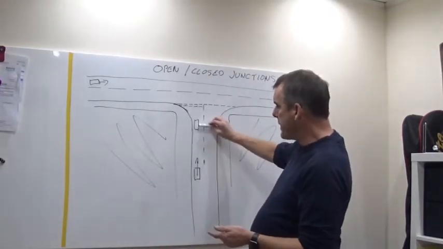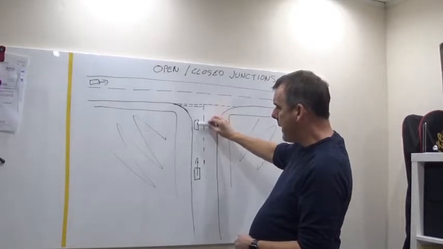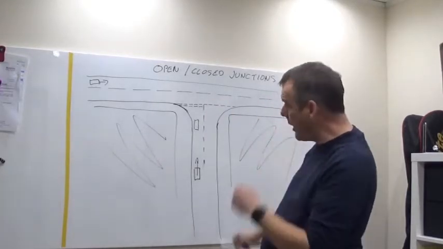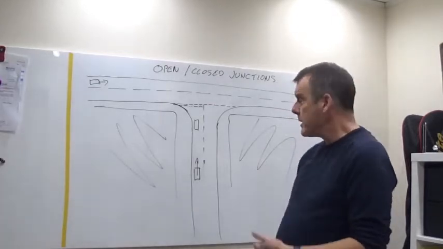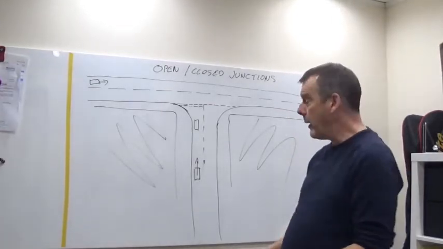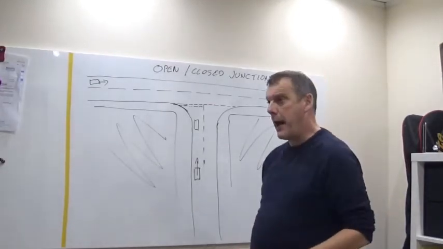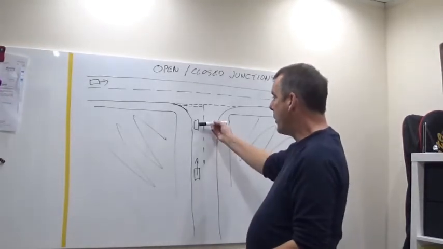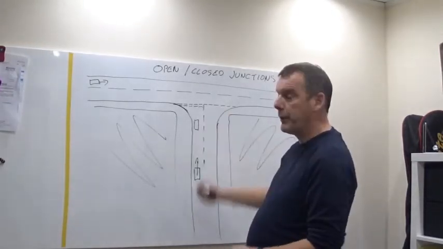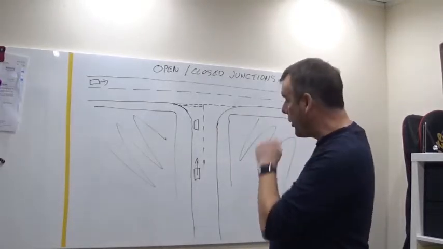So we want to reduce that speed down, so say roughly when we're about 1.5 car lengths, 2 car lengths away from the give way line, we're at that walking speed, so we're doing less than 10 miles an hour. We're going to get the clutch down and slip it into first gear, and keep the clutch down, and roll up to the give way line.